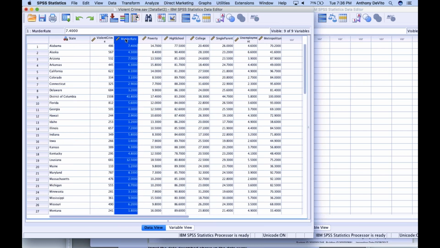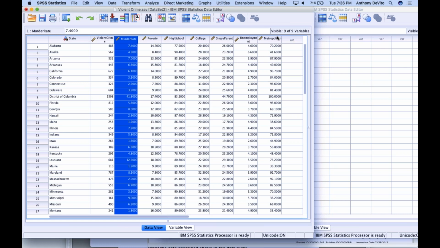Let's take a look at the murder rate. Which other variable do you think would have the strongest association with the murder rate in these particular states, besides violent crime? Let's leave that out, obviously. Do you want to go with poverty, single parent percentage, single parent families, unemployment? What do you guys think? Any opinions?